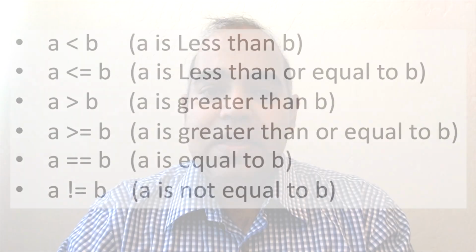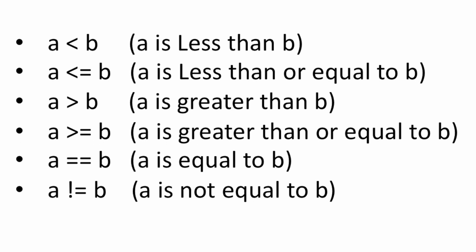Other than the greater than or smaller than symbol, there are several other logical conditions. For example, equal to, not equal to, greater than or equal to, smaller than or equal to. Here is a complete list of logical conditions. Java recognizes equality comparison of two variables with two equals symbols.